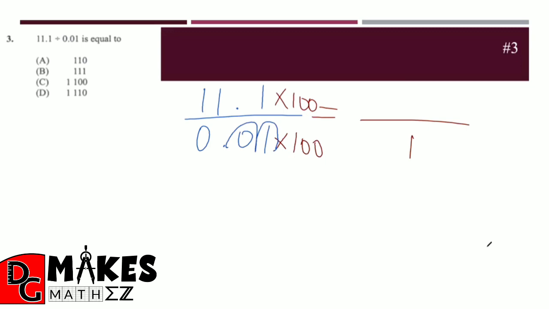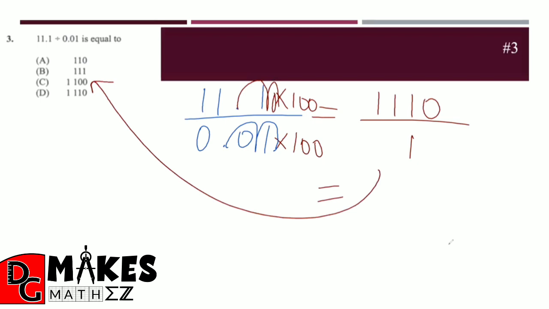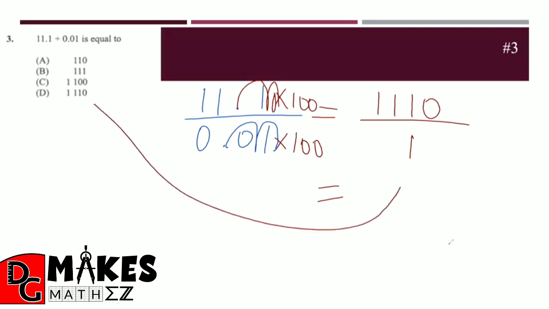So for our numerator, 11.1, the decimal moves 2 places to the right, and we add a 0 there since there's no other digit. So it would have been 1110 divided by just 1, which means our answer is D, 1110. That would have been our final answer.